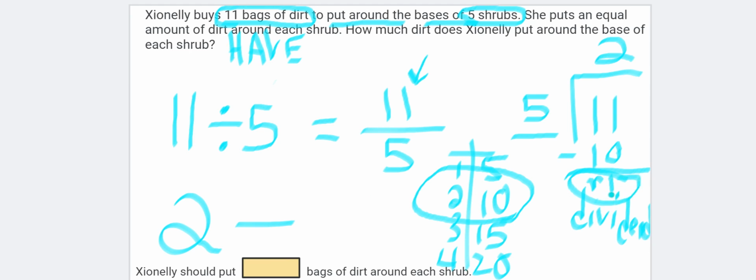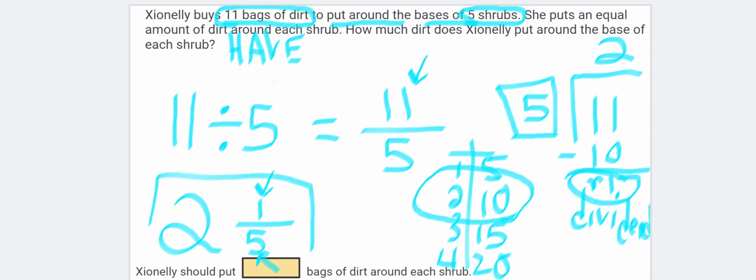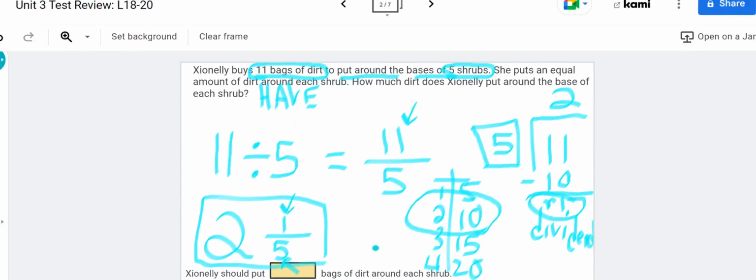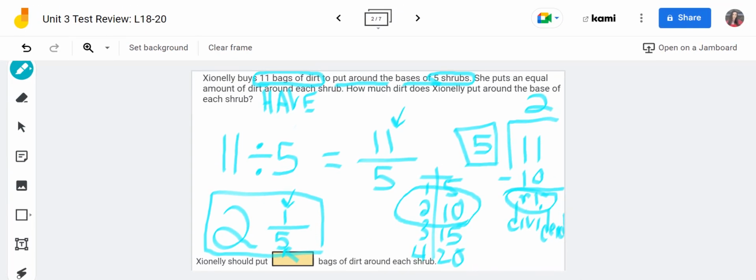Is this 1 going to become my numerator or my denominator? Where is the 1 going to go? Is it my numerator or is it going to be my denominator? That's right, 1's going to become my numerator, and 5 is going to be my denominator. So what that means is Cianelli is going to put 2 1/5 bags of dirt around every shrub.